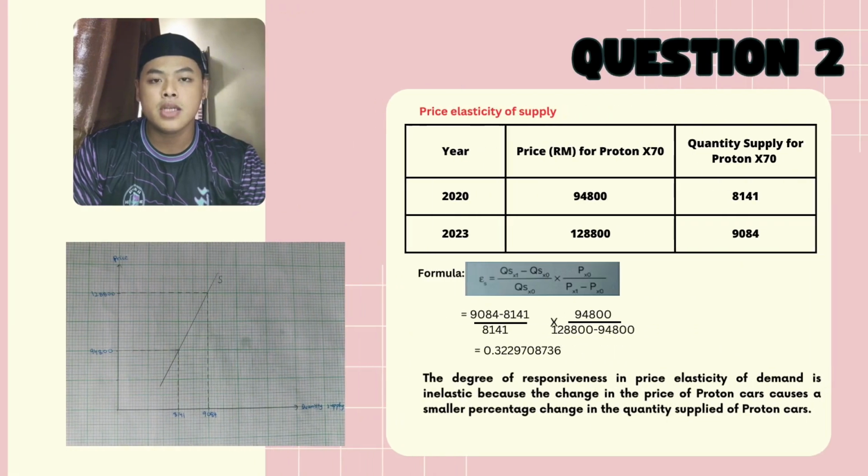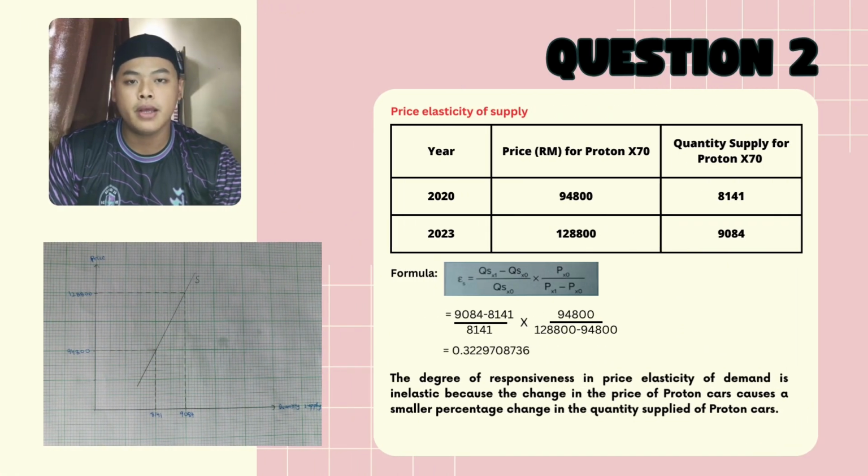And for the last concept, which is price elasticity of supply. For this question, we will use quantity supplied for Proton cars in exchange with the demand. Then, we insert all the information given into the formula of price elasticity of supply.